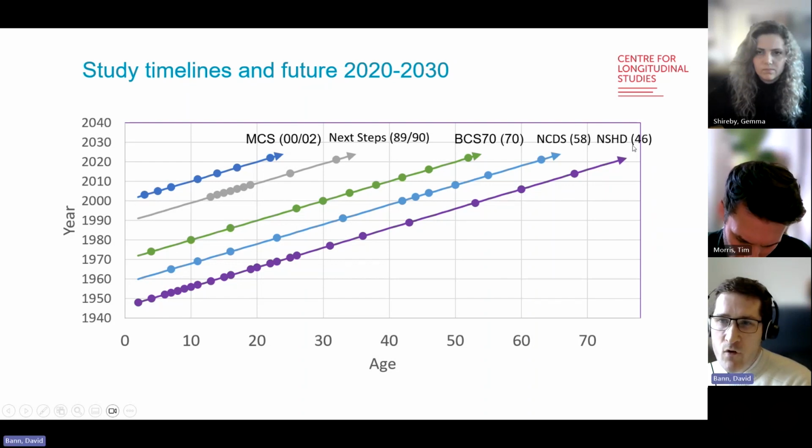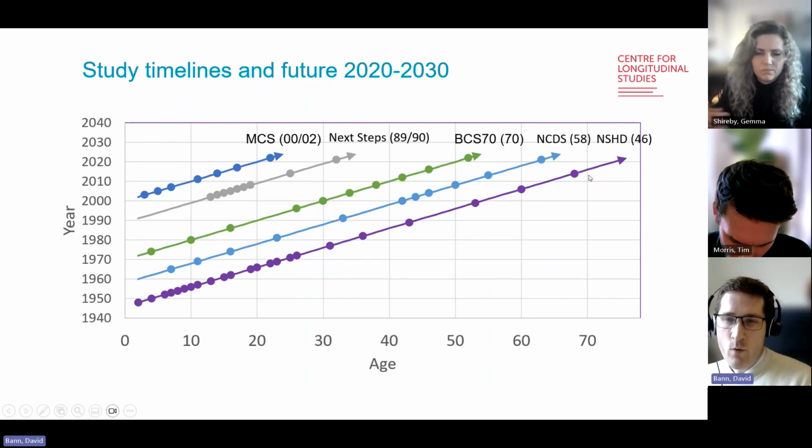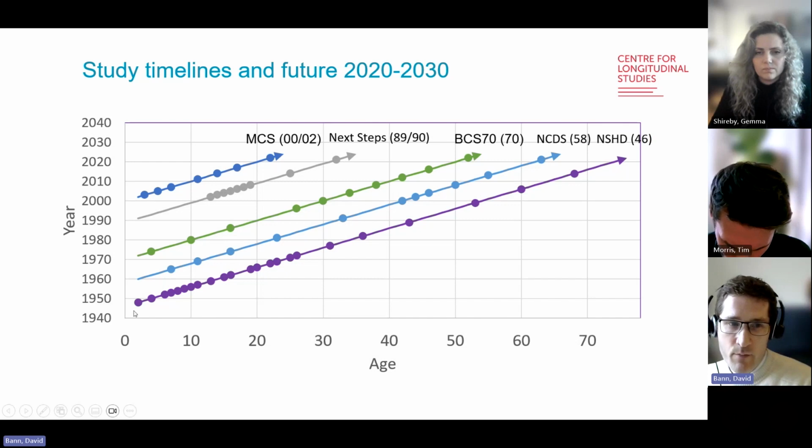We should mention here that the 1946 cohort is included in this graph, and we are hopeful that in the future this will be included as part of the Centre for Longitudinal Studies going forwards. This again is a birth cohort study design with data across life.